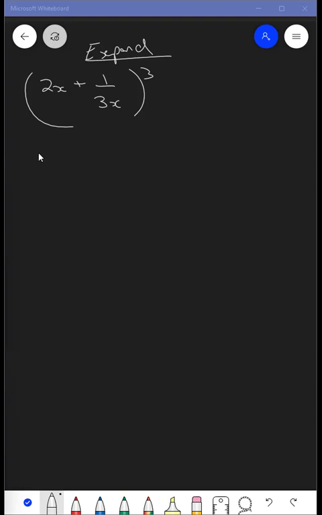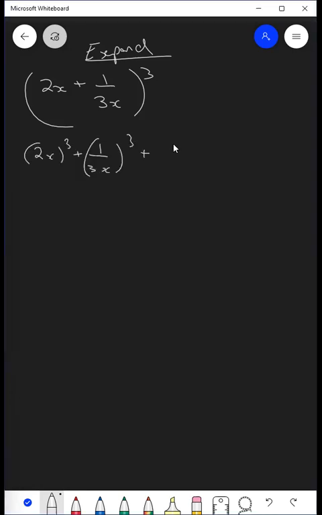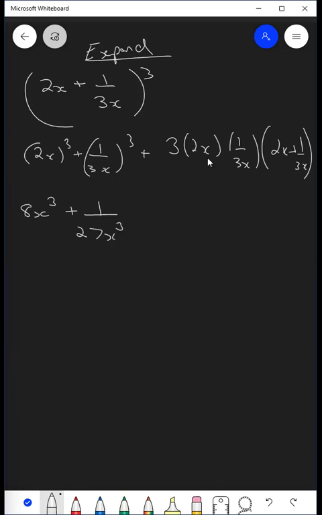Sir, so it will be 2x the whole thing cubed plus 1 upon 3x the whole thing cubed, plus 3 into 2x into 1 upon 3x into 2x plus 1 upon 3x, right? Expand. So 8x cube plus 1 upon 27x cube plus 3 into 2x into 1 upon 3x into 2x plus 1 upon 3x. Aryan, can we not simplify this? Yes, sir.